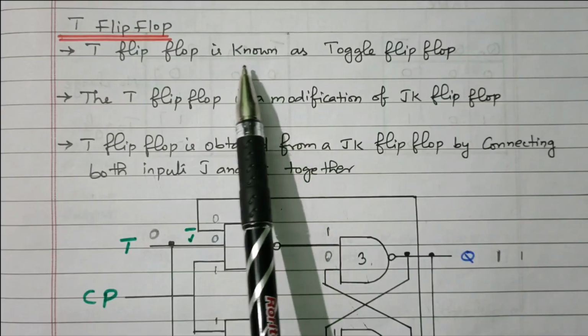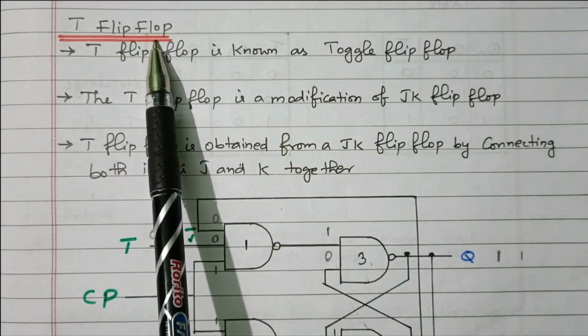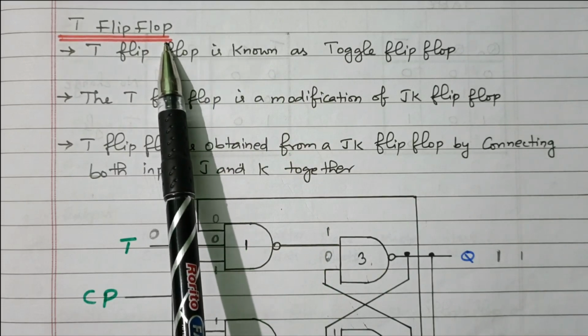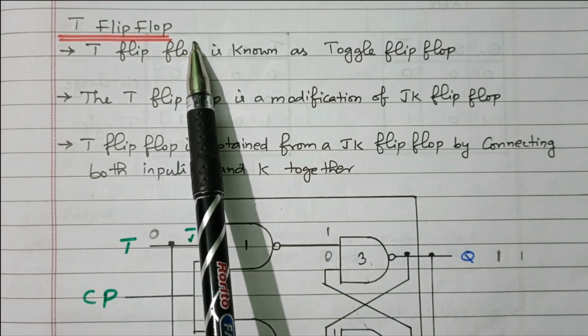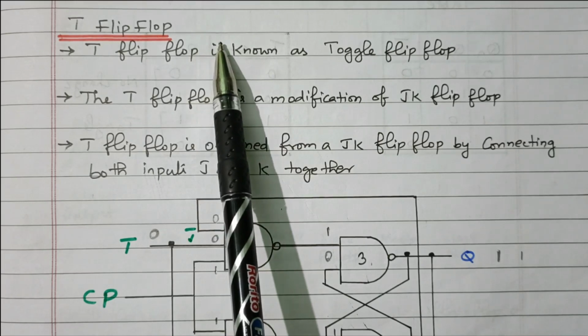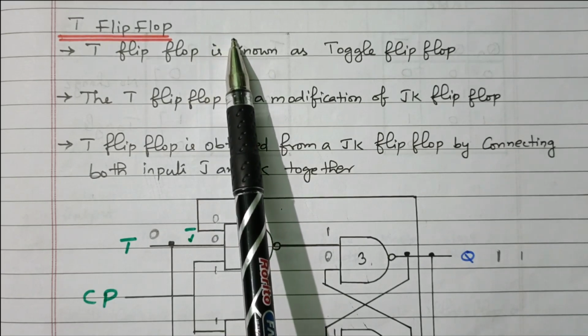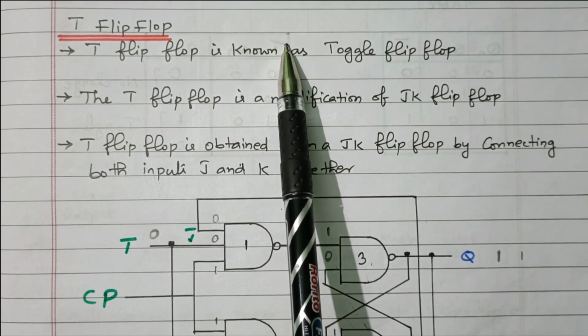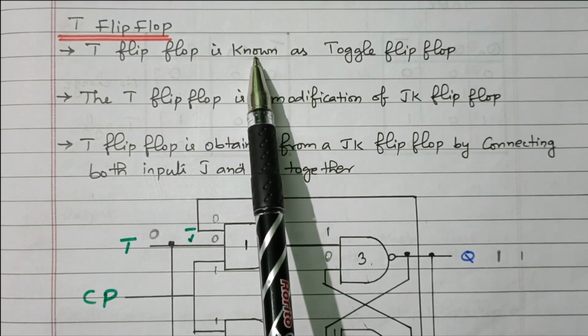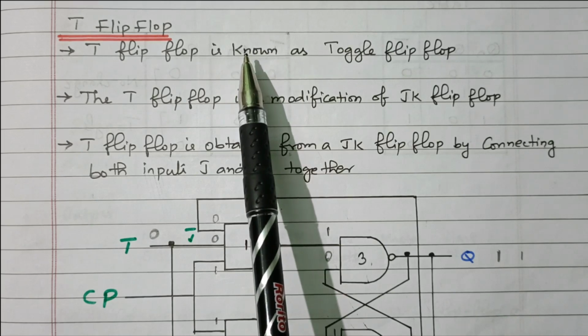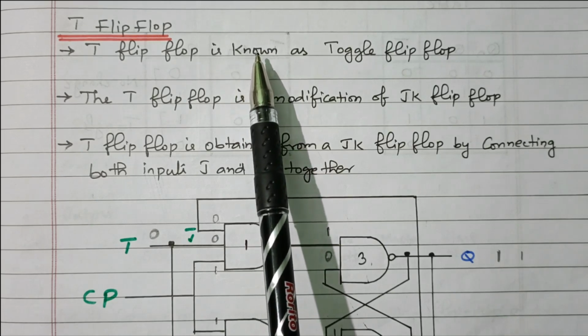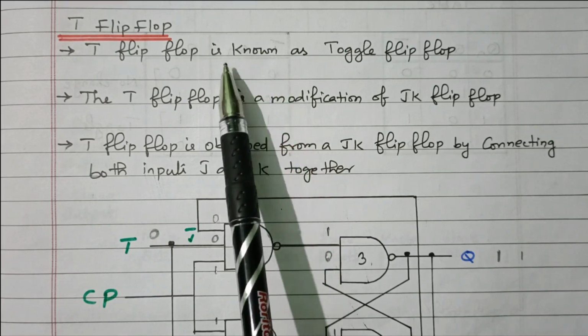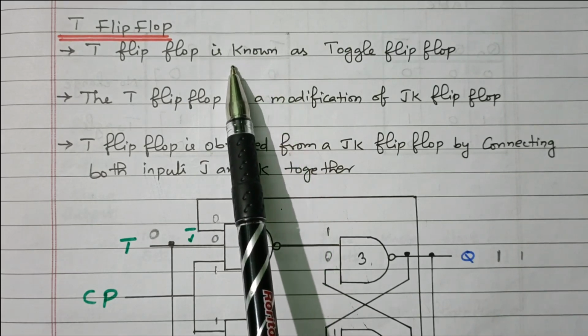Now we'll go to the topic. T flip-flop. We know that flip-flop is the storage element. It will store one bit of data. The output has two states available, present state and next state. So the next state output depends upon the present state as well as the input. So the output depends upon the earlier available output as well as the input. So this is about the basics of flip-flop.